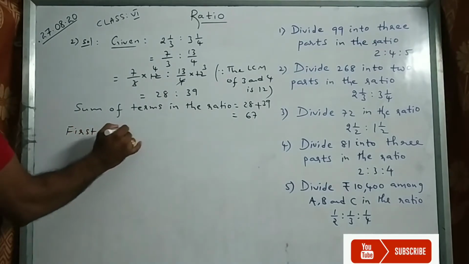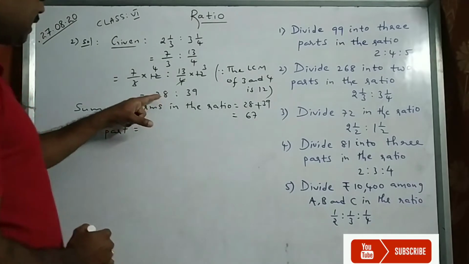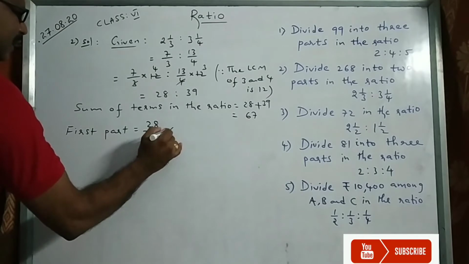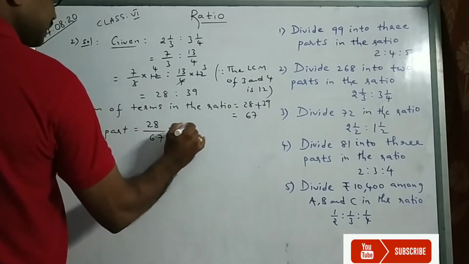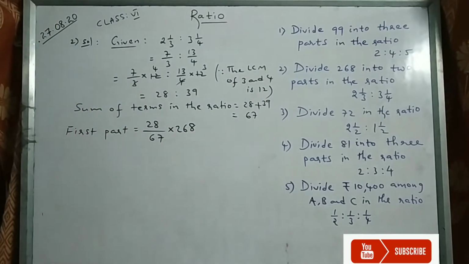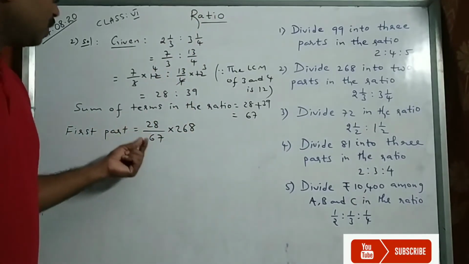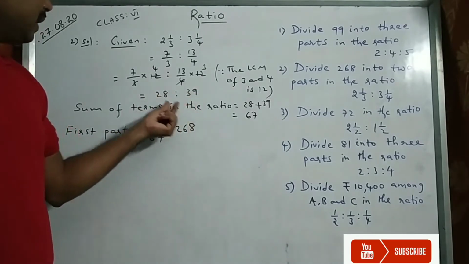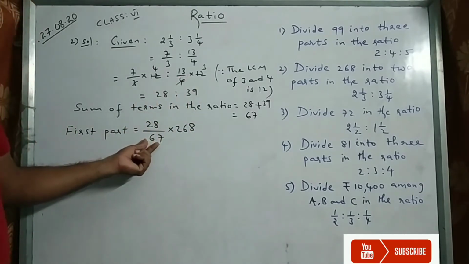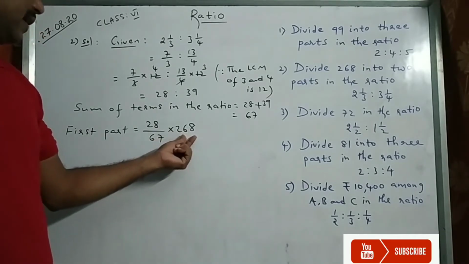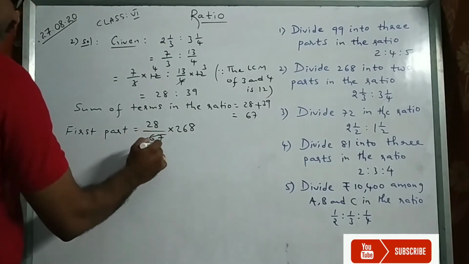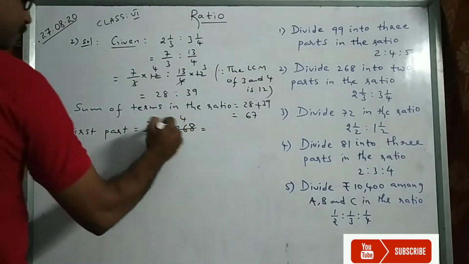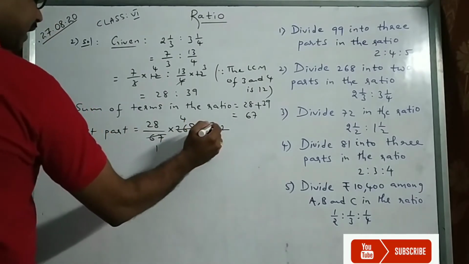What is the first part here? What is the first number in the ratio? 28 upon the addition 67, into what is our number there? 268. Okay. Clear? So how do we divide the number? 28 by together how much? 28 plus 39, 67 into 268. Okay. So 67 ones, 67 fours. You can cut. So 4 8s are 32, 4 2s are 8 plus 3, 11.